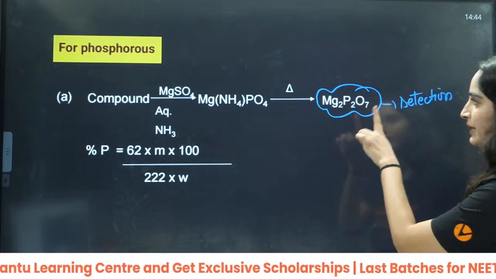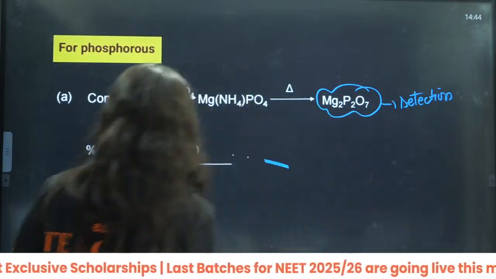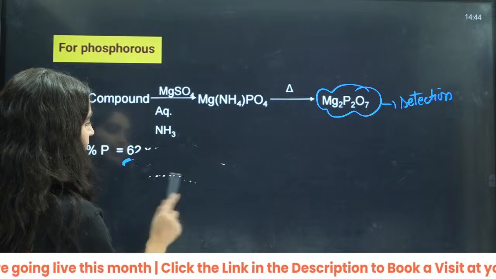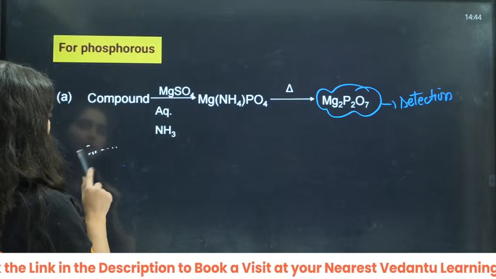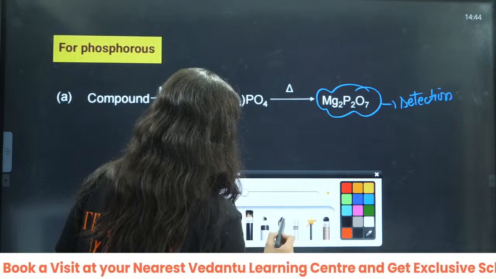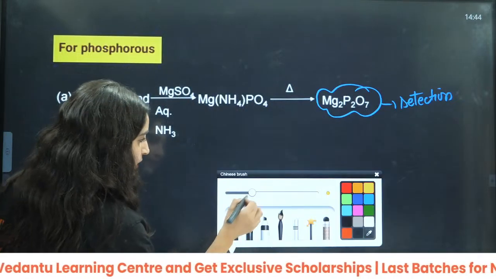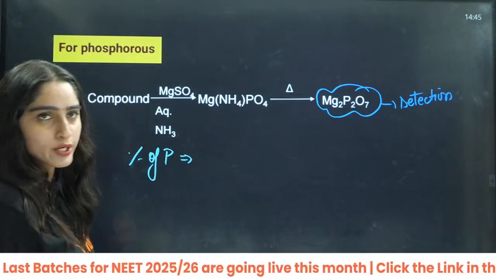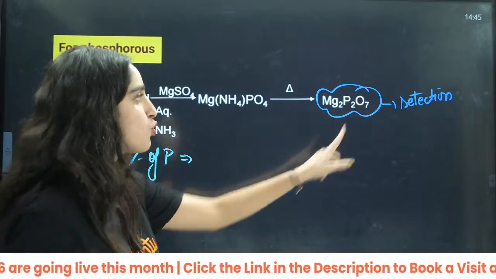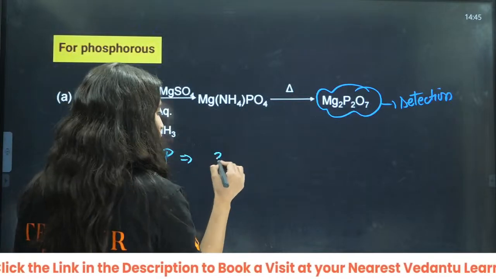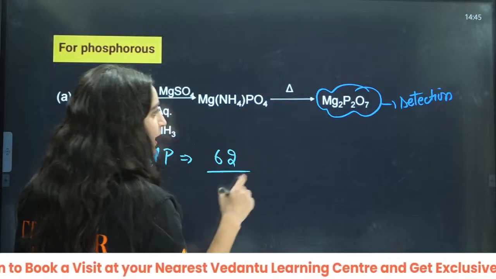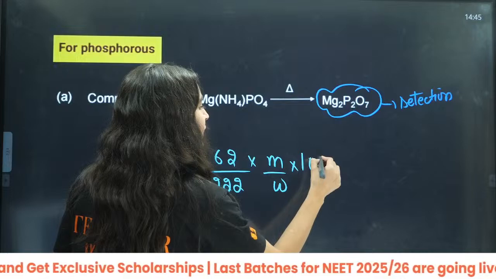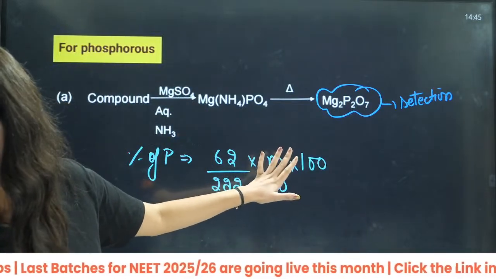So this is your detection compound. Same formula will be applied. Now beta, the formula that is applied here is, see one thing here. Light has also gone, so we need to finish it, right? Chalo. Your percentage of phosphorus will be 2 into mass of phosphorus. Phosphorus is 31, so 31 into 2, that will become 62, divided by the full molar mass of this compound, which is 222, and this will be m by w multiplied by 100. That will become your formula here.